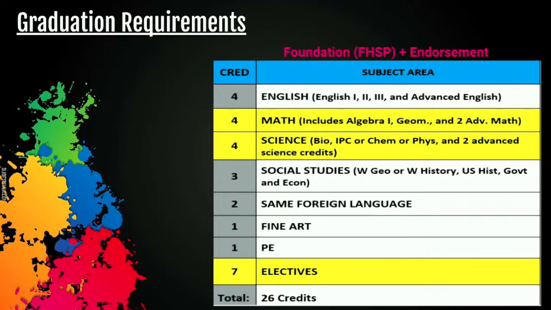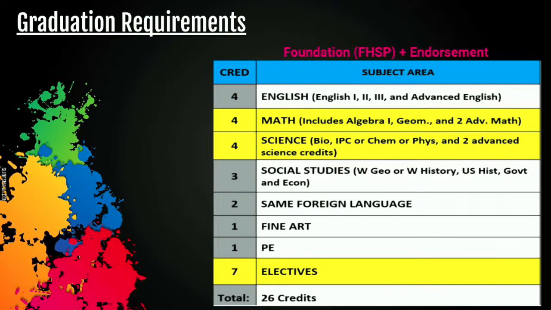Students have to have 2 foreign language credits. It has to be from the same foreign language. 1 fine art credit, which could be choir, theater arts, floral design, regular art class. They have to have 1 PE credit and 7 elective credits, of which those electives need to encompass what's called an endorsement. So what's the magic number again? 26, all right. So let's talk about that endorsement.